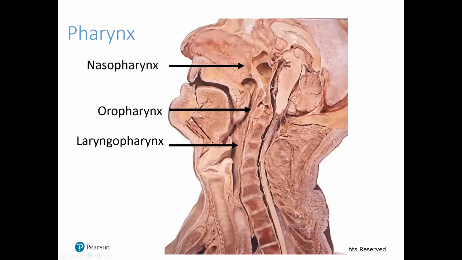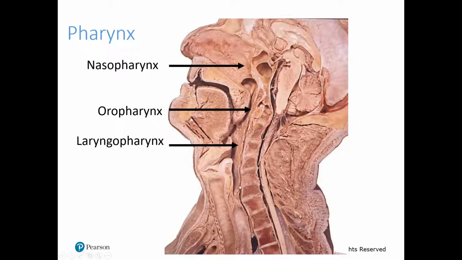So now, there's our nasopharynx back up here. There is our oropharynx in here. Our laryngopharynx is here. This is the opening for the airway, and this is the trachea running down here.